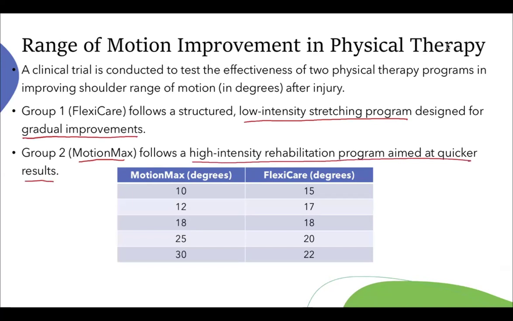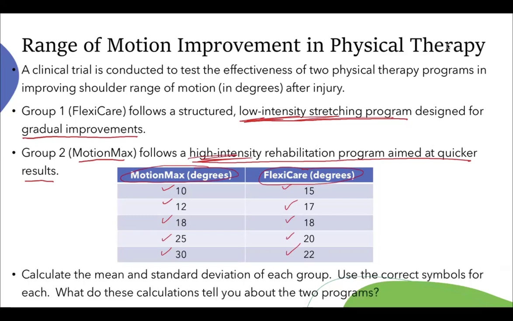So we have Motion Max and their range of motion improvements. This is in degrees. And Flexicare, their range of motion improvements. Okay, so I should have reversed these. Flexicare was the one that was low intensity, and Motion Max, the second one, is high intensity. So like the example with cholesterol, let's put these into two lists and analyze what the mean and standard deviation tell us.